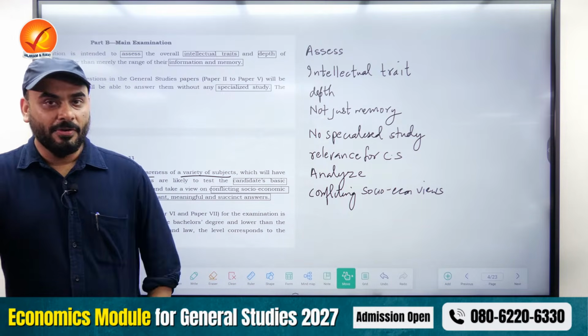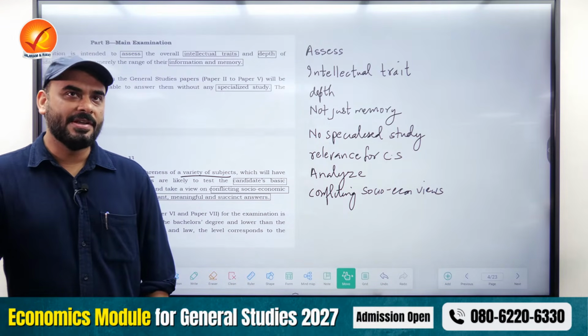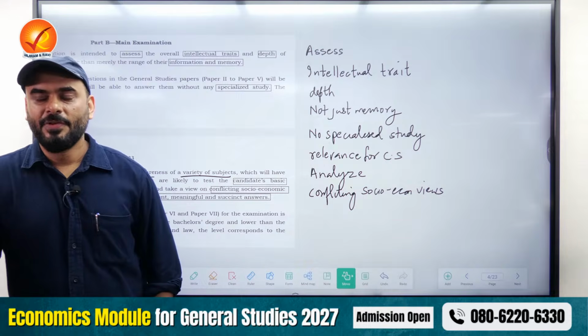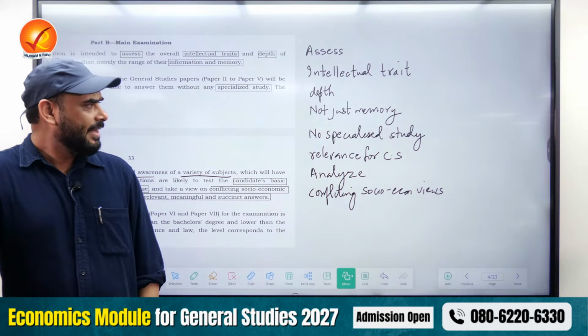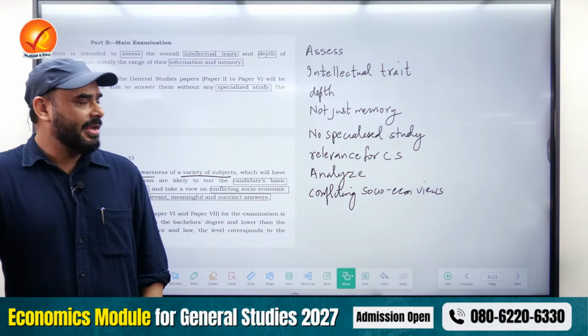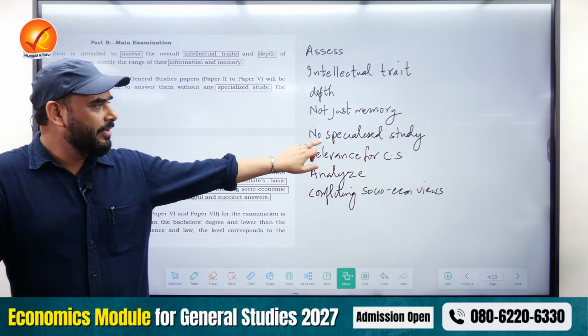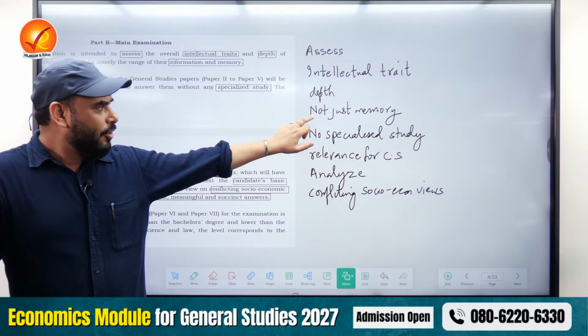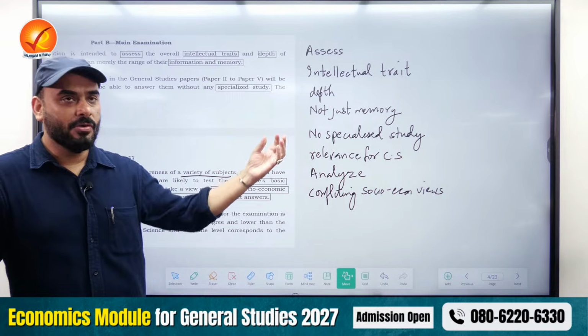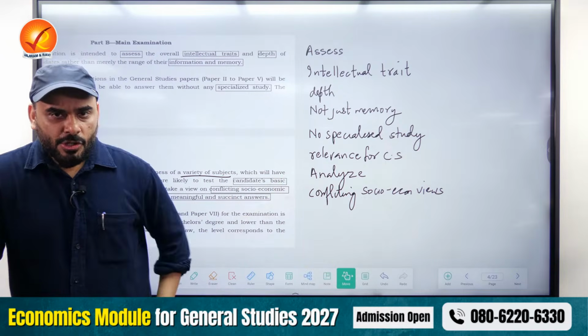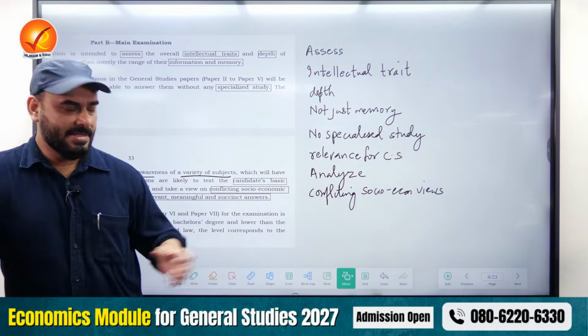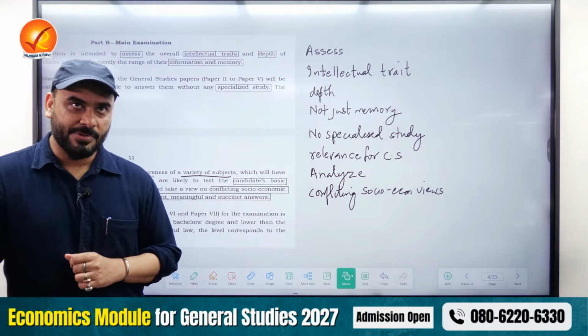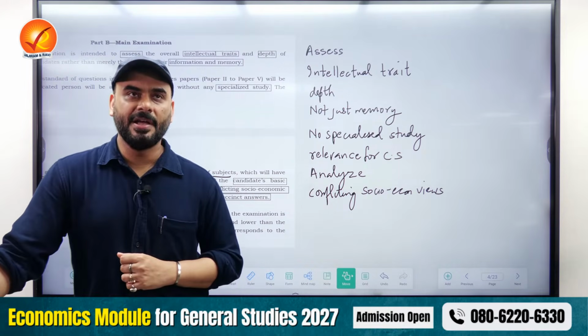Some depth is also required, which means shallow, generic answers will not be rewarded. They're not just testing memory. They're saying that they are not looking for specialized knowledge, but they are not testing general memory either. They are looking for relevant material from you. For example, this year they asked a question on startups: what are the challenges faced by India in startups?